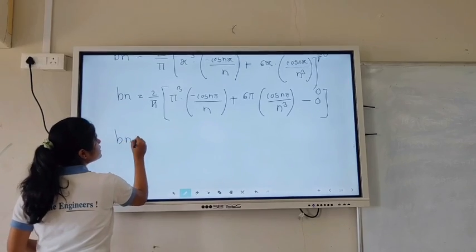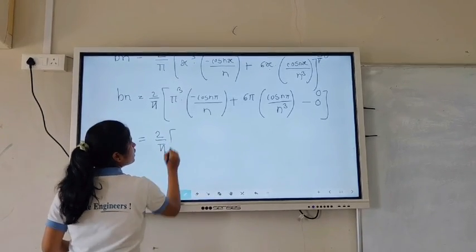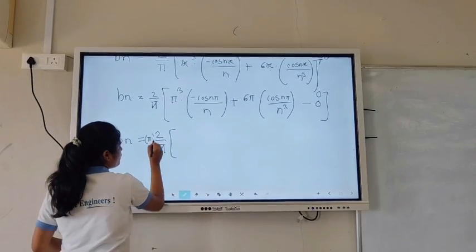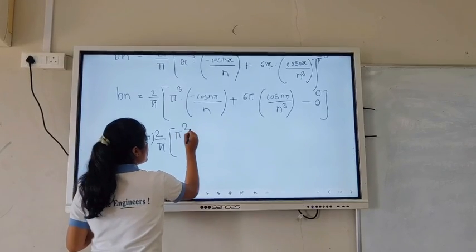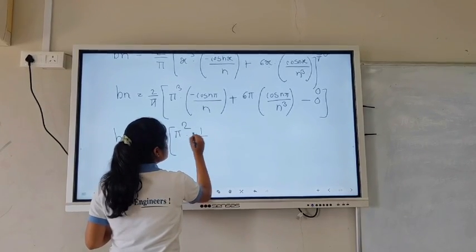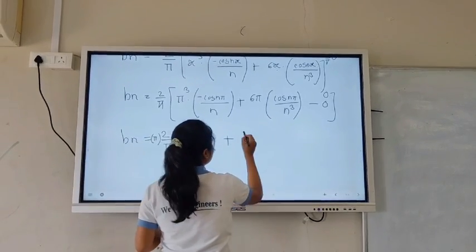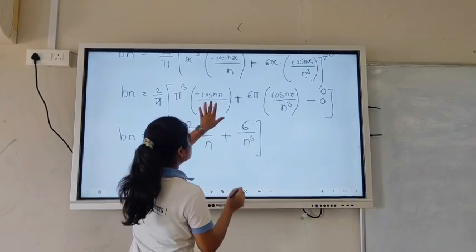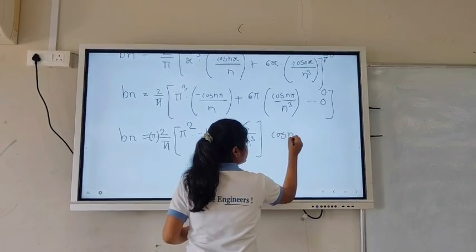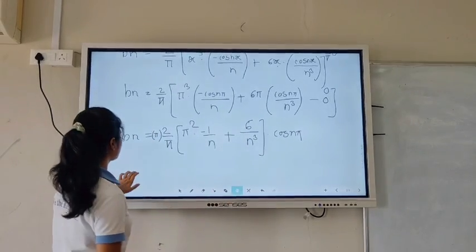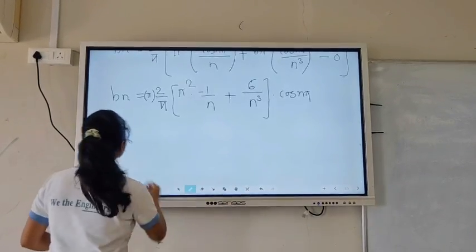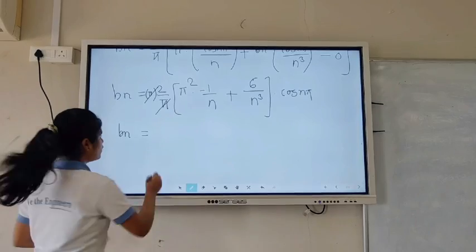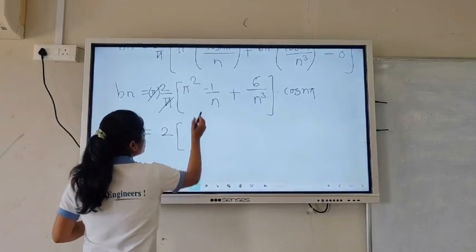Now Bn is equal to 2 upon pi. Here is a pi cube and 6 pi, so pi will be common from them. Then here is a pi square into minus 1 upon n plus 6 upon n cube, and cos n pi will be common from here. Now Bn is equal to 2, this pi will cancel out, so here only 2 is remaining.